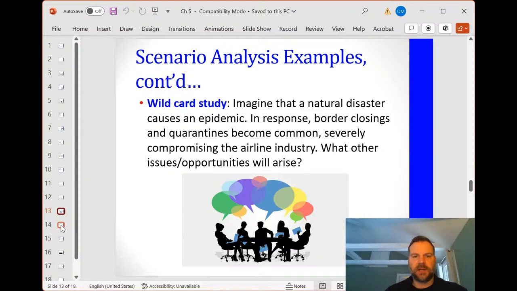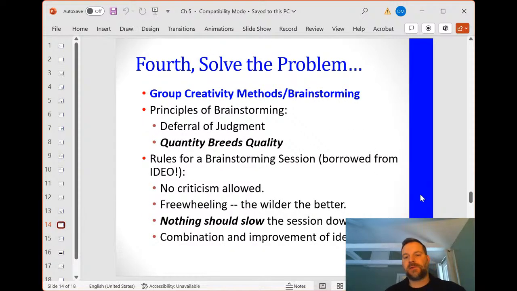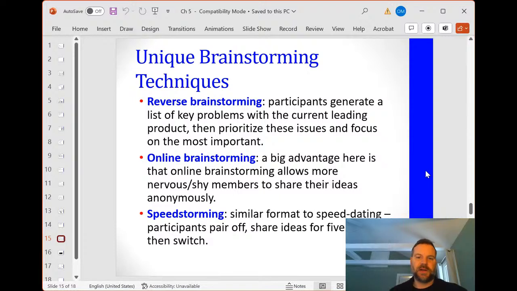And again, wildcard study. Okay, so fourth, how are we going to solve the problem? Brainstorming, essentially. This is where you're trying to encourage creativity as a group. If you think about our idea video that we had a few classes ago, they cover a lot of this material. You want to defer judgment, quantity over quality, no criticism allowed, freewheeling. You don't slow this brainstorming session down. And at the end, you can combine and improve ideas, right? So very open-ended.